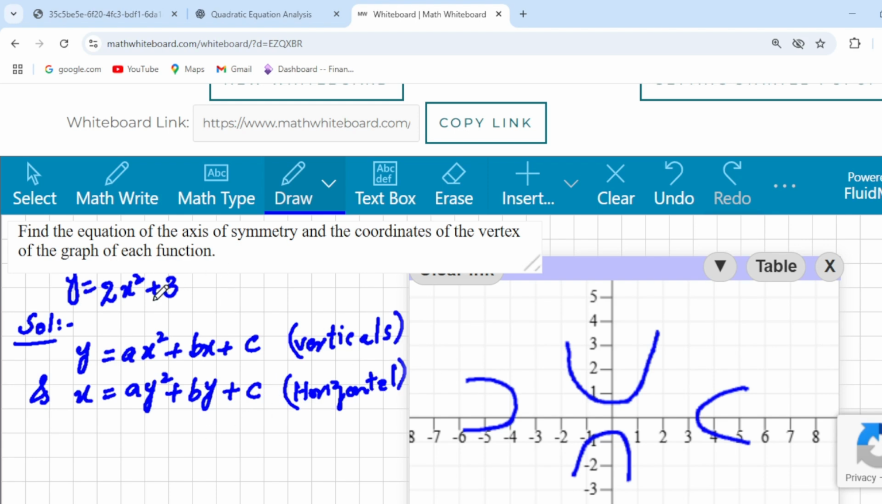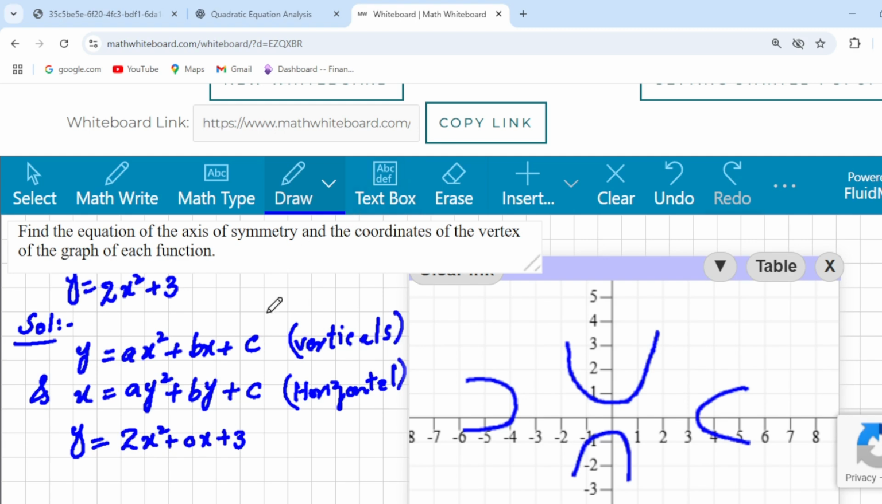If we compare this equation with this, this is the first type of parabola, which is the vertical type. So we can write that y is equal to ax square, meaning 2x square, plus b. Here you can note that the x term is 0, it means here b is 0, 0x, and plus 3. So this is the equation of the parabola. Now we have to find the axis of symmetry and the coordinate of the vertex. These two things we have to find.